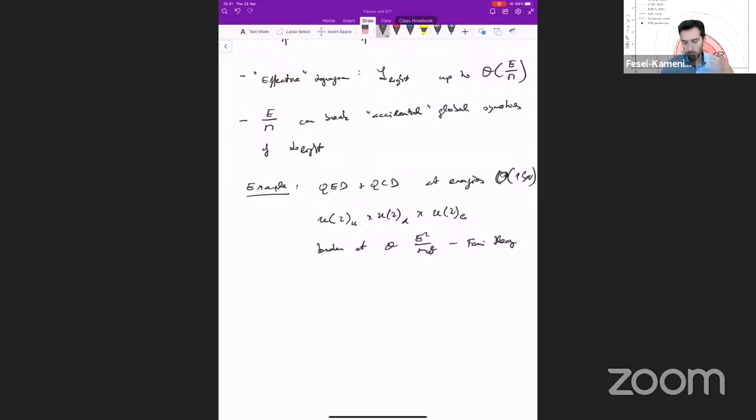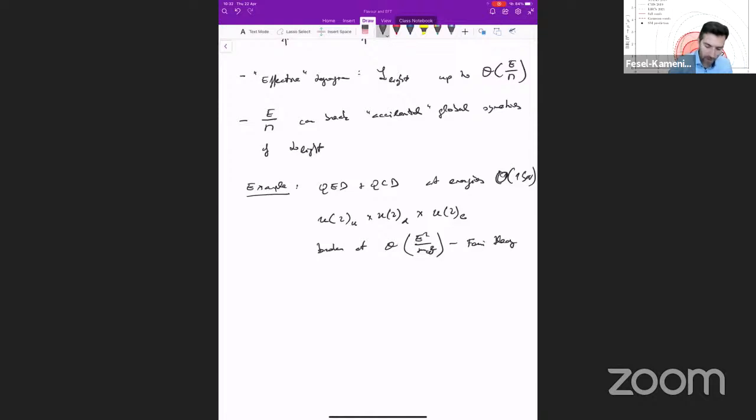So one would have U1 to the 6th as the flavour symmetry, right? And the symmetry is then broken by effects which are suppressed by E over M, as we said. Okay.